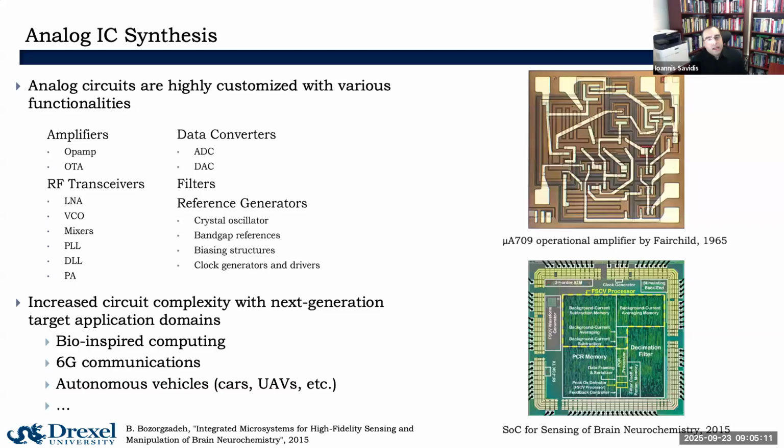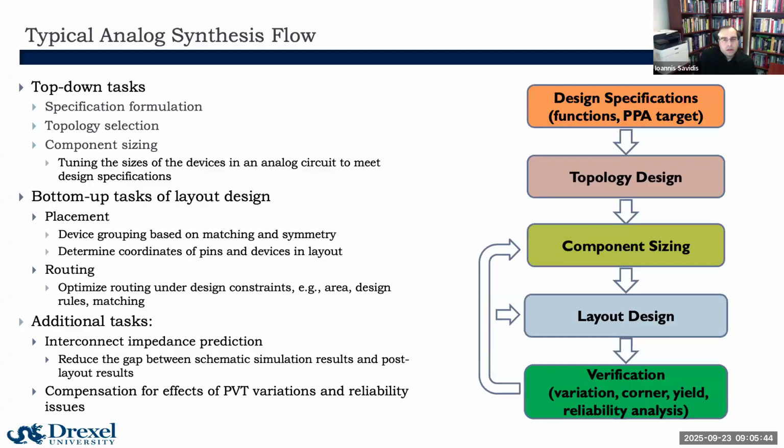Looking at the analog IC space specifically, analog circuits are highly customized across application domains. So we have amplifiers, data converters, transceivers, filters, and so on and so forth. And the application domains that require analog circuitry have only expanded in the recent decade. Think of communication, of course, that we've been looking at, but also the automotive segment with all the ICs that go into those, and even bio-inspired computation.